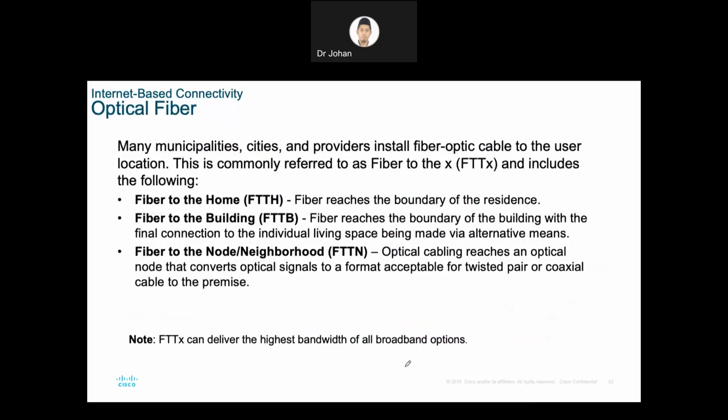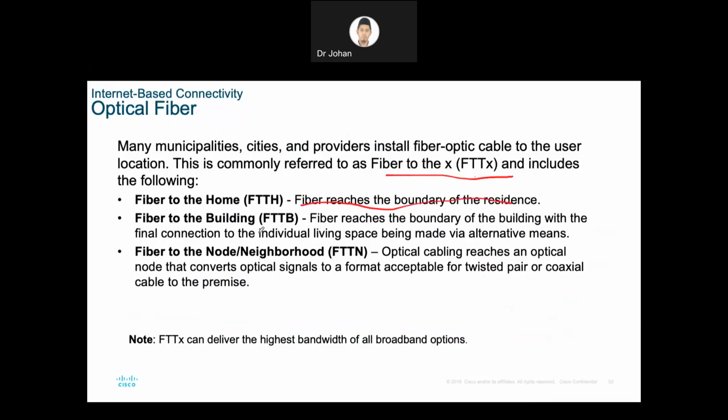Many municipalities, like cities and providers, install fiber optic cable to the user location. This is commonly referred to as fiber to the X, FTTx, and includes the following: fiber to the home, fiber to the building, and fiber to the neighborhood. Fiber to the home, actually, fiber reaches the boundary of the residence. Fiber to the building, where fiber reaches the boundary of the building with the final connection to the individual living space being made via alternative means.